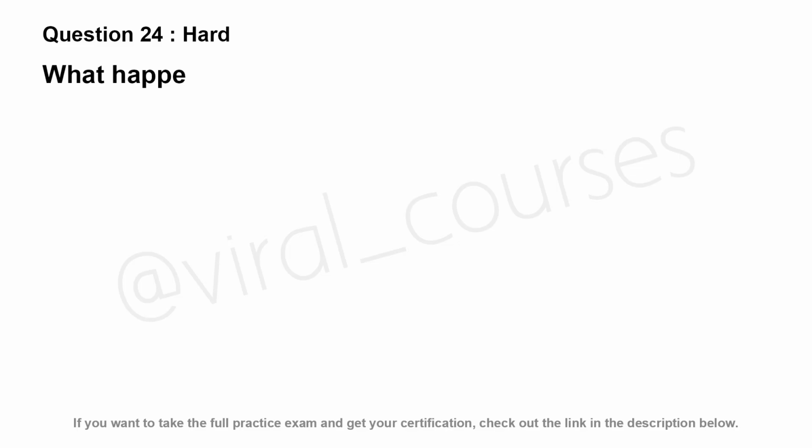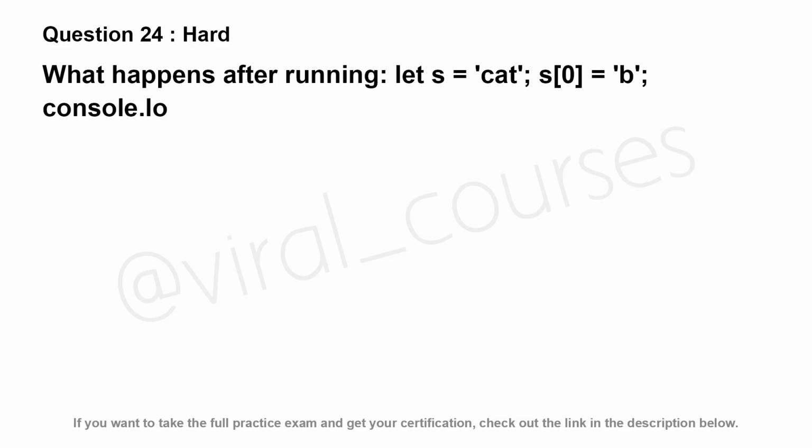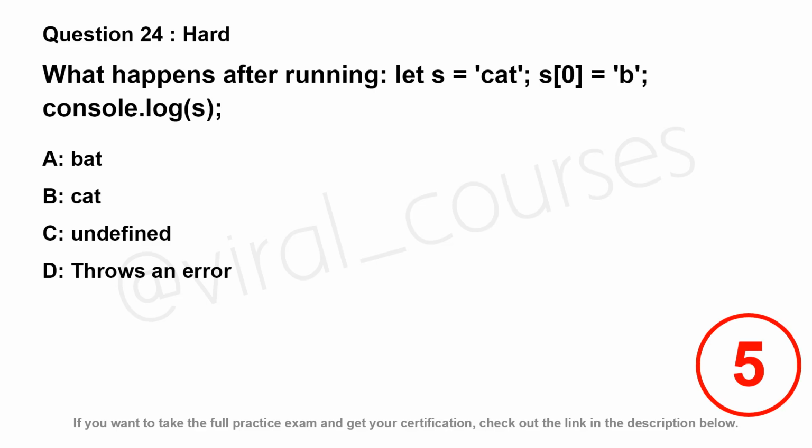What happens after running: let s = "cat"; s[0] = "b"; console.log(s)? Option A, bat. Option B, cat. Option C, undefined. Option D, throws an error.